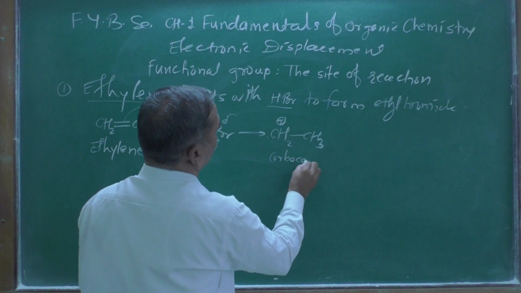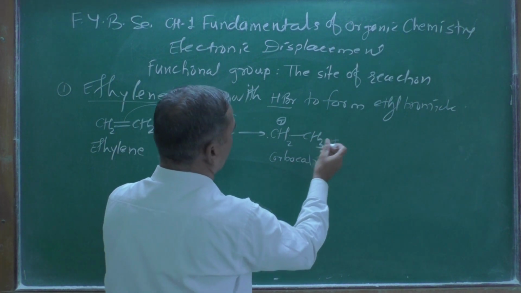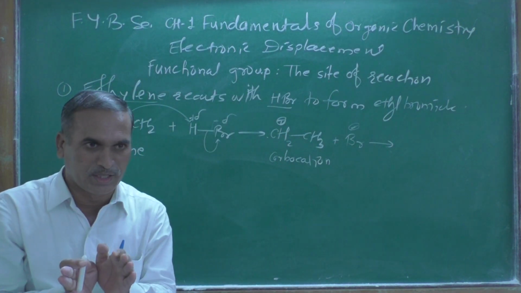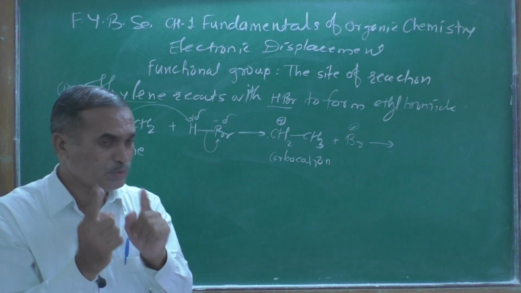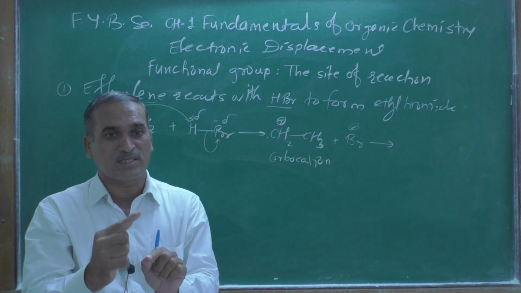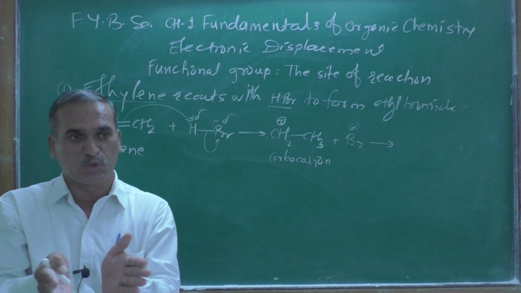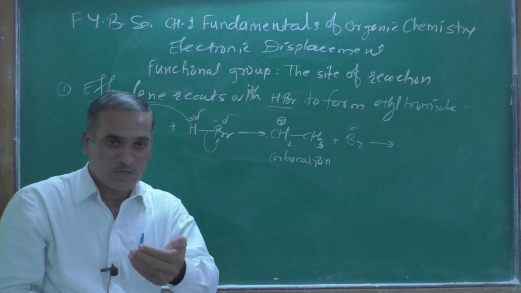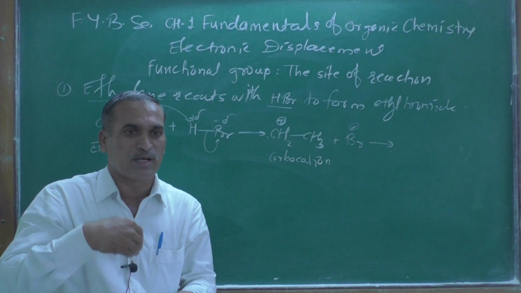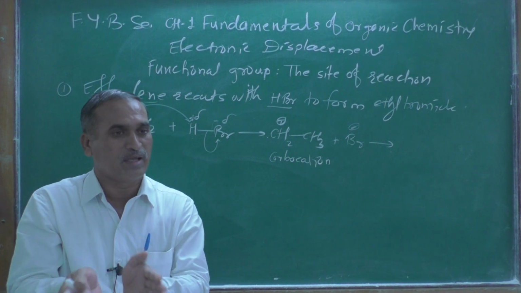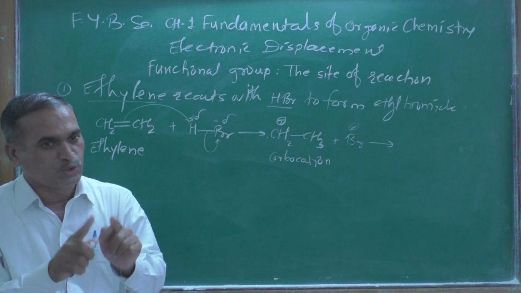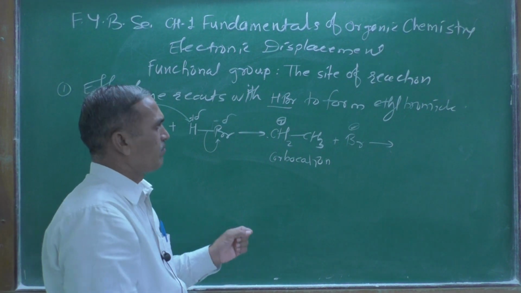Here is the carbocation, and that carbocation further combines with Br minus. Now look at this, most of the students might get confused about how to show the arrow. Mechanism is the language of organic chemistry. Once you know the mechanism, just as with the use of language you can express your thoughts or feelings in a better way, similarly in organic chemistry, if you know the mechanism, you can understand organic chemistry very easily.